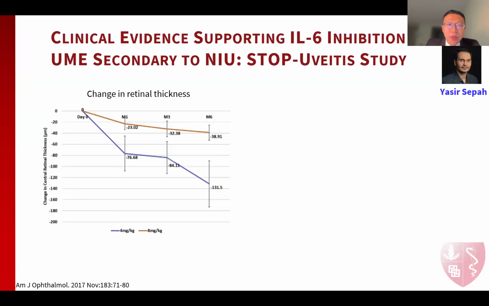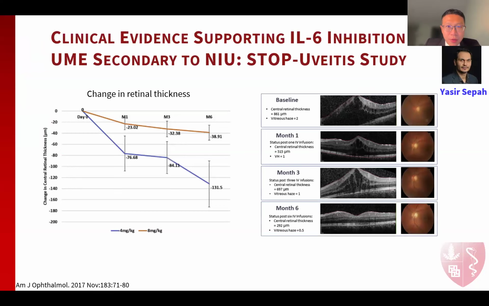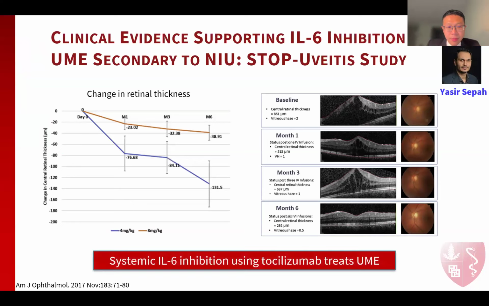The rationale supporting IL-6 inhibition in UME secondary to non-infectious uveitis is rooted in the STOP Uveitis study conducted by Dr. Sepah. In the STOP Uveitis study, we could see that after tocilizumab treatment, there is a significant reduction of the cystoid macular edema at month 6. Therefore, systemic IL-6 inhibition can treat UME.